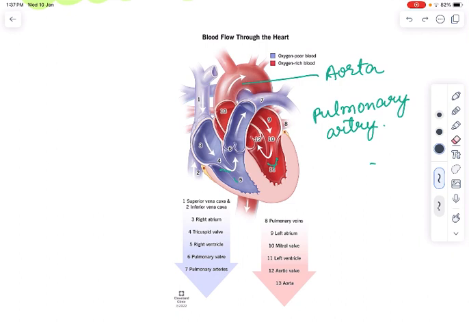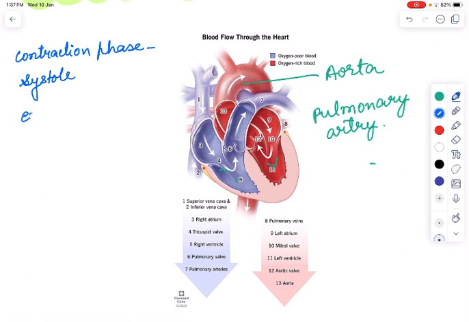First is called the contraction phase. Contraction phase को क्या बोलेंगे, systole. Expansion phase is called diastole. Systole of atria, it will take 0.15 second. Systole of ventricles will take 0.30 second. All chambers in relaxed state 0.40 second.